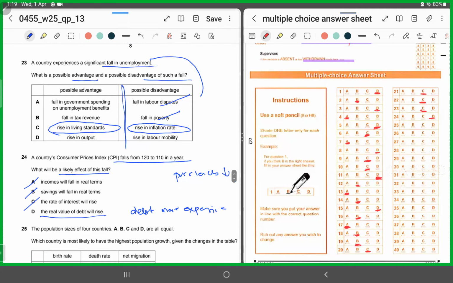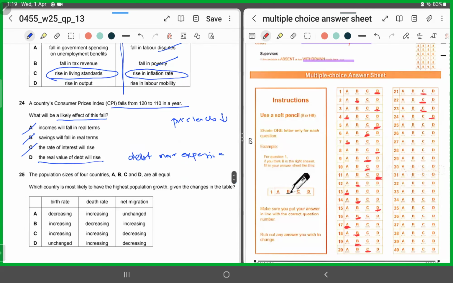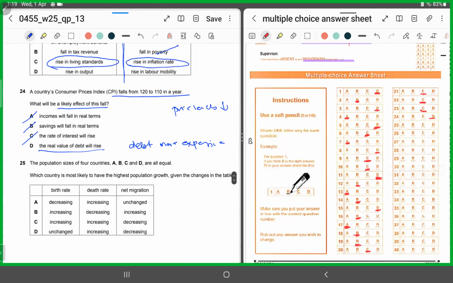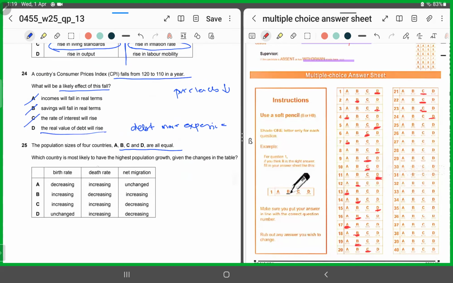Moving forward, the population of four countries A, B, C, and D are all equal. Which country is likely to have the highest growth given the changes in the table? So population is at the moment equal. Which country will have the highest growth? Birth rate should rise, death rate should fall, and net migration should increase, right? So for 25, we'll shade in B as the correct answer.